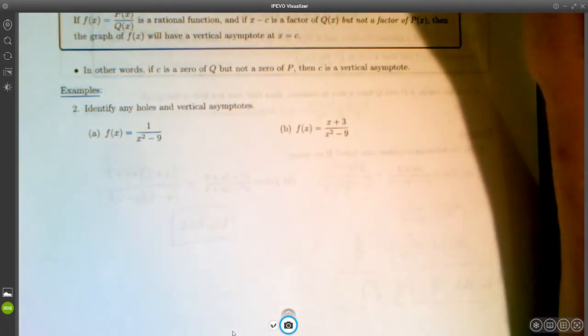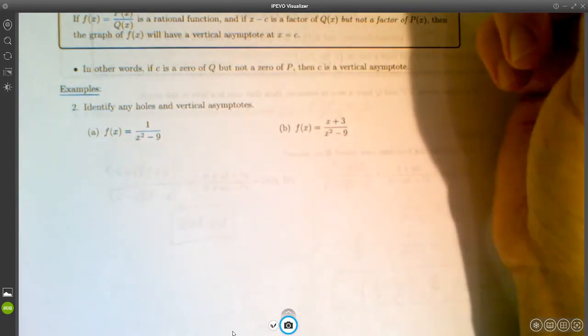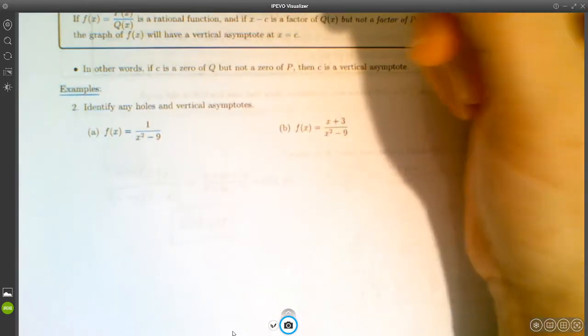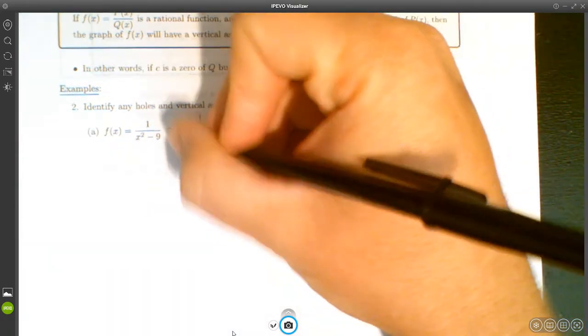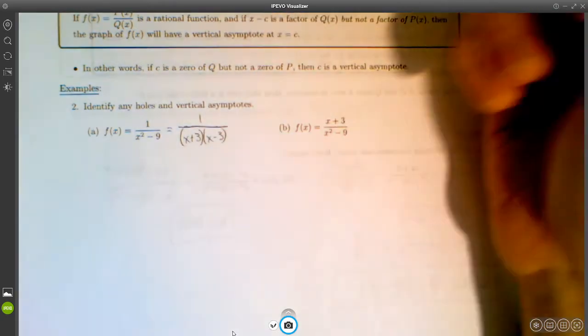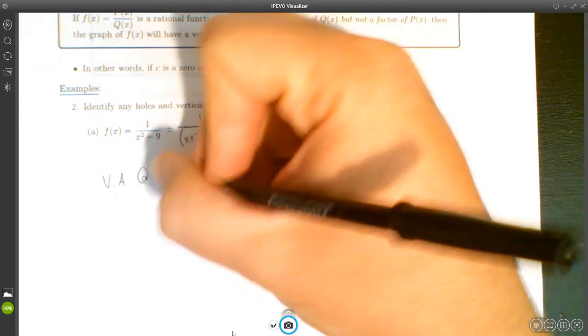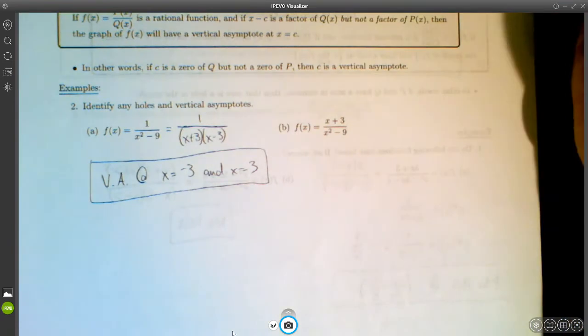So let's look at a couple more examples, and let's identify any holes and asymptotes. So in this first example, I know just by looking at it that I'm not going to have any holes, because there aren't any factors in the numerator that are going to cancel with factors in the denominator. But I can factor the denominator, I get x plus 3, x minus 3. And since neither of those are going to cancel with anything in the numerator, I know that they're both asymptotes. So I have vertical asymptotes at x equals -3 and x equals +3. So you get that just by doing the factorization.